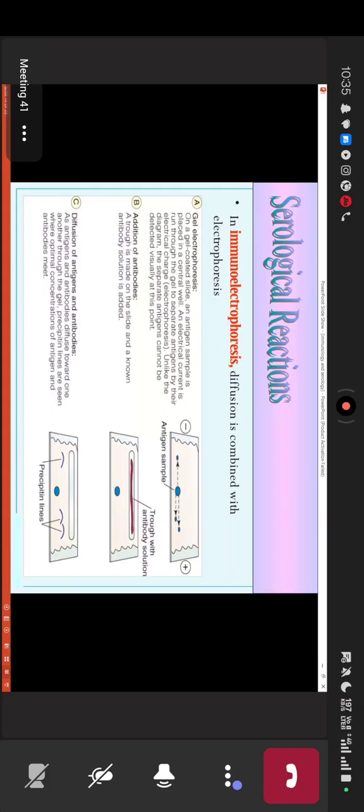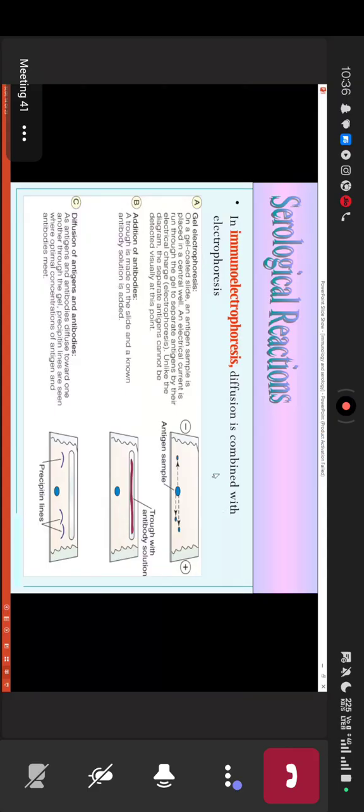Now the next is immunoelectrophoresis. As the term is immuno, immune system. The immune system has antigen and antibody. Electro is your charge, electric current, and phoresis is the movement of the charged particle in the electric field, right? So in immunoelectrophoresis, diffusion is combined with electrophoresis.